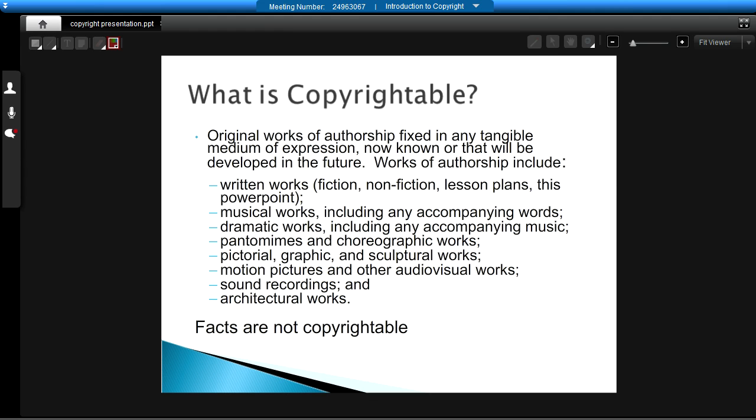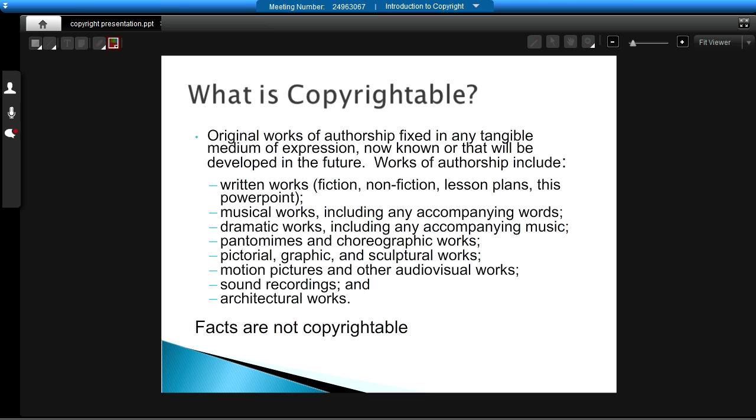So what is copyrightable? This is just a long list of things that you can create or have authorship over. It has to be an original work, and it must be fixed in a tangible medium. And it says now known or that will be developed in the future, which means digital content is considered a tangible medium. They are bits and bytes. But it can't be a thought or a concept. It actually has to be memorialized in some kind of physical way.